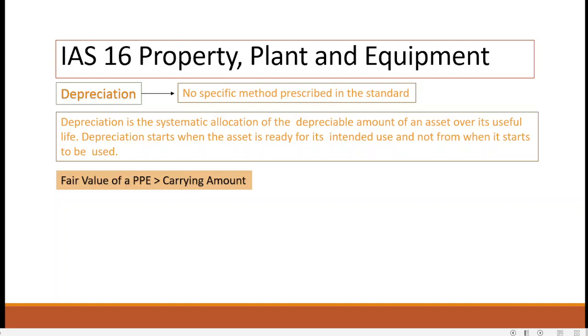But depreciation of an asset starts when it's ready to use. That's the important aspect first. Let's look at some more aspects.